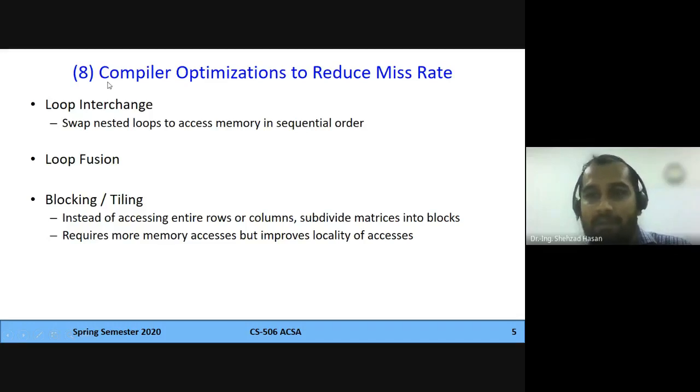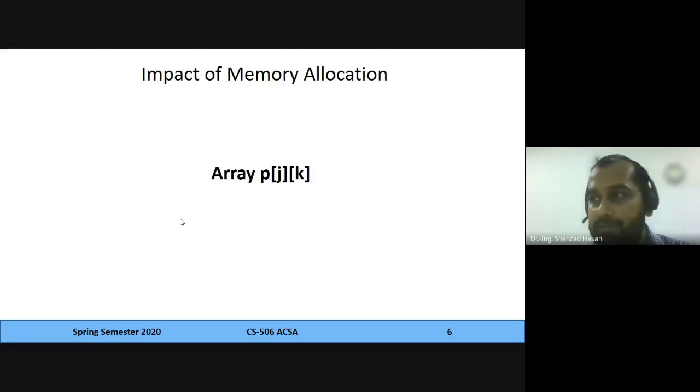And this is again one of the optimizations: if you want to improve the performance of the cache, then the compiler needs to be optimized. If the compiler is optimized, obviously it's going to reduce the miss rate, because programs can behave in different ways, so there are different techniques to write the same program. So this optimization is all about changes in the compilers to reduce the miss rate. We are going to talk about loop interchange, loop fusion, and blocking and tiling to make changes in the program to reduce the cache miss rate. Okay, so let's come to loop interchange first.